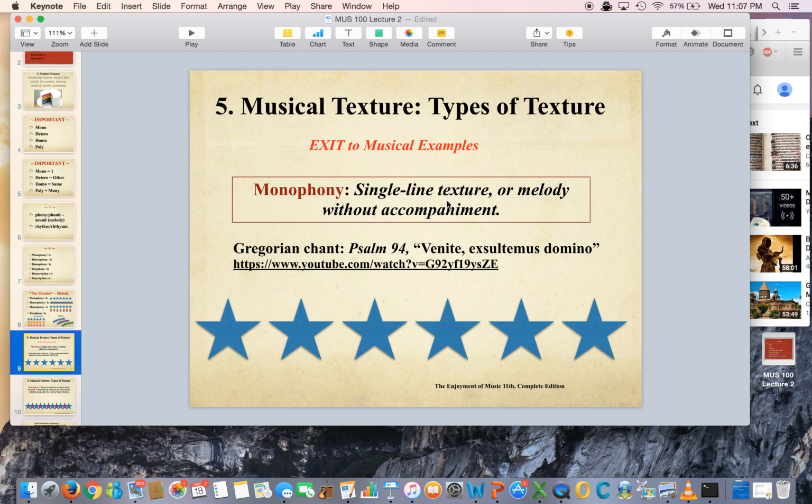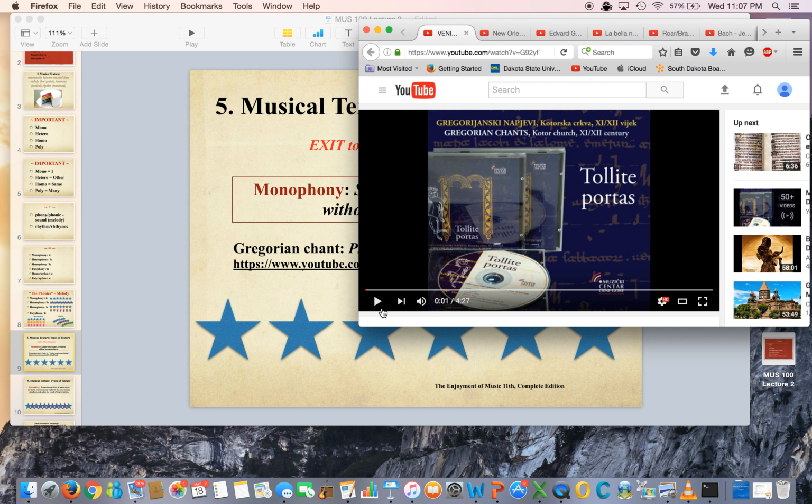Monophony, single line texture or melody without any accompaniment, just the melody. Here's your example.